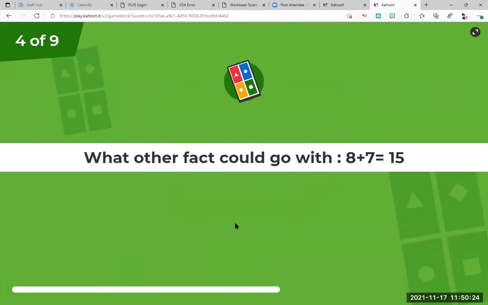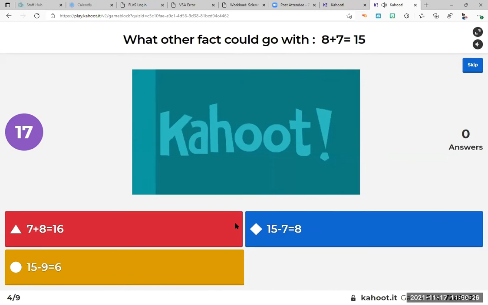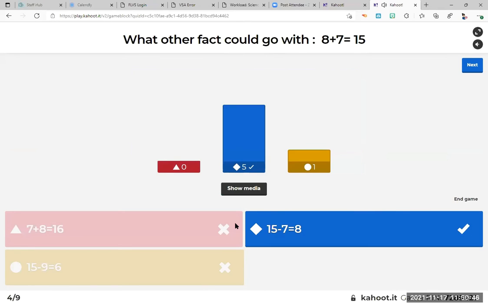What other fact? Ooh, this is hard. Let me see if I can help you. Which other equation could we use with those numbers? 8, 7, 15. It has to have those numbers. Don't let the strangers in. It should have an 8.